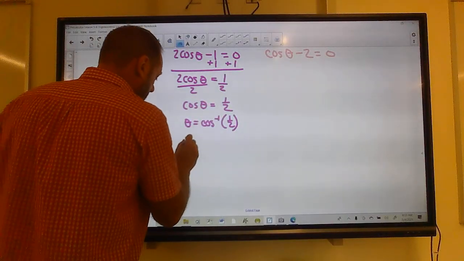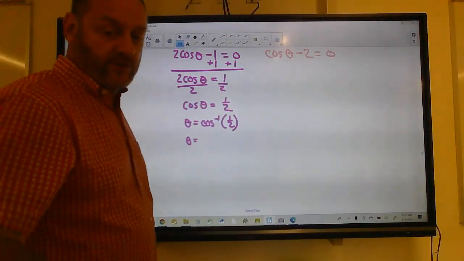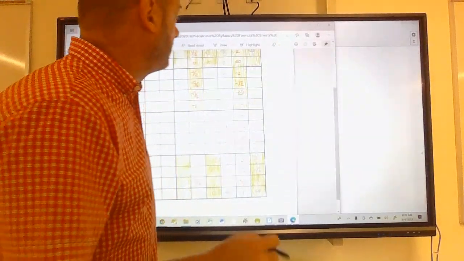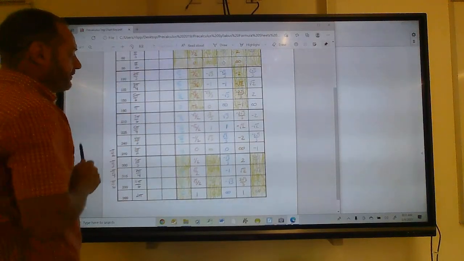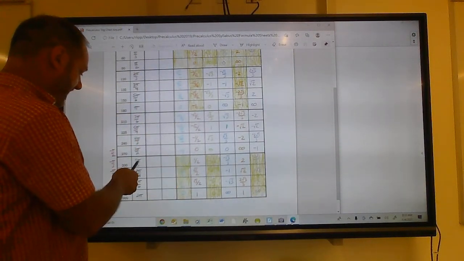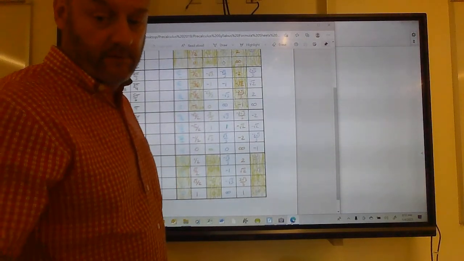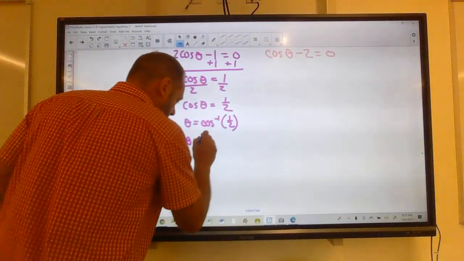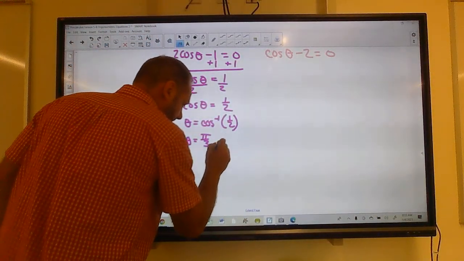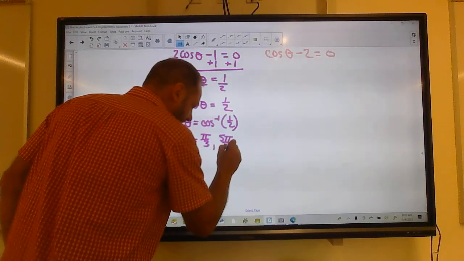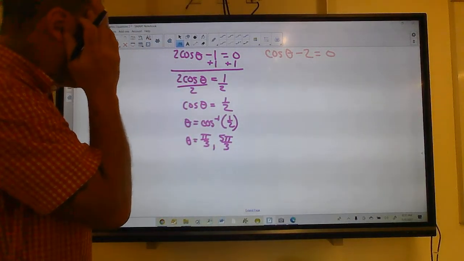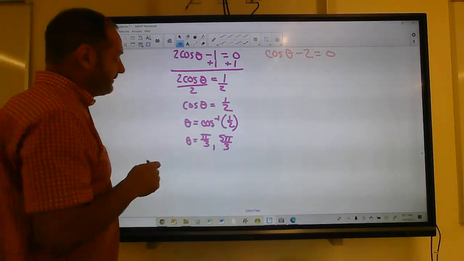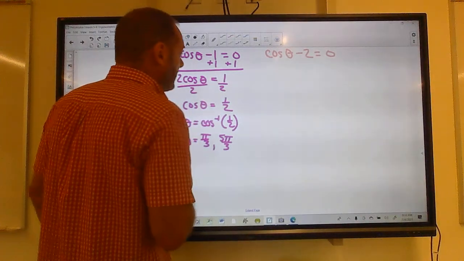Okay, so consult my chart. Arc cosine of 1/2. That's going to be pi over 3 and 5 pi over 3. So theta is going to be pi over 3 and 5 pi over 3. Now I didn't write the 2 pi k on these because if I add 2 pi to this, I'm going to be outside the range. So there's 2 answers.